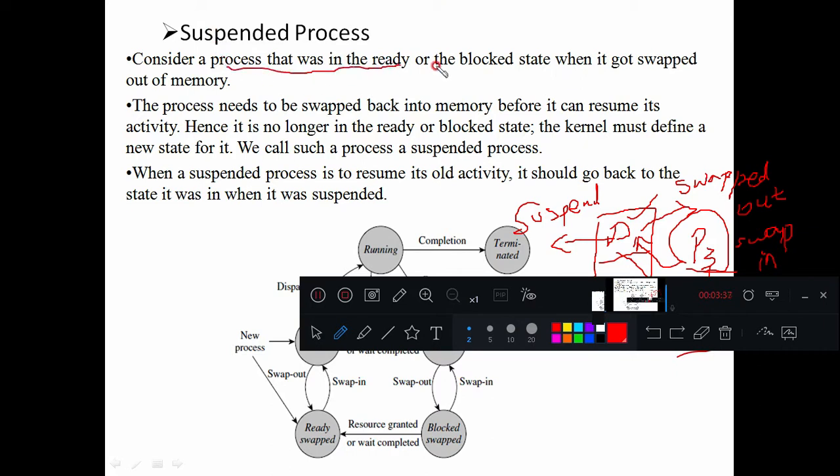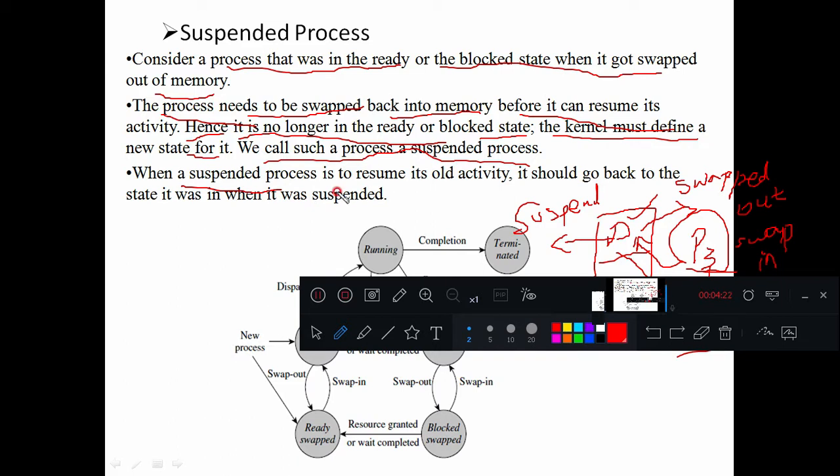Consider a process that was in a ready or blocked state when it got swapped out of the memory. Later we will see what these different states are. Taking the process out of the main memory is called swap out. The process needs to be swapped back into main memory before it can resume its activity. Hence it is no longer in the ready or blocked state, so the kernel must define a new state for it. We call such a process a suspended process. In my example, P1 becomes a suspended process.